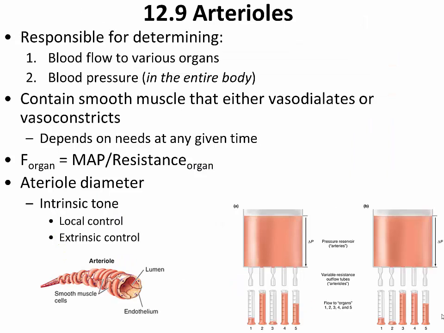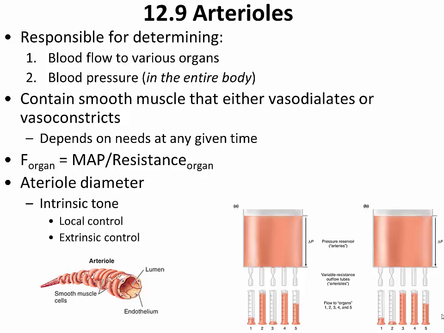In section 12.9, we'll discuss arterioles. And what we notice is this, that arterioles are the blood vessels of the body that are located between arteries and capillaries. And arterioles are responsible for determining two aspects of cardiovascular physiology. Number one, they're responsible for determining the blood flow to various organs in the body. And number two, they're responsible for determining the blood pressure in the entire body, or at least largely responsible for that. The reason for this is that they have a tremendous ability to either vasodilate or vasoconstrict, depending on the needs that a various organ has at any given time.